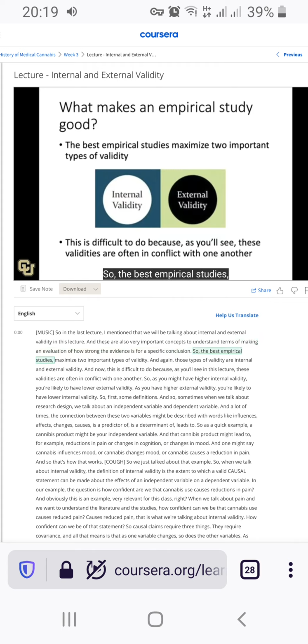So the best empirical studies maximize two important types of validity. And again, those types of validity are internal and external validity. And now this is difficult to do because, as you'll see in this lecture, these validities are often in conflict with one another. So as you have higher internal validity, you're likely to have lower external validity. As you have higher external validity, you're likely to have lower internal validity.